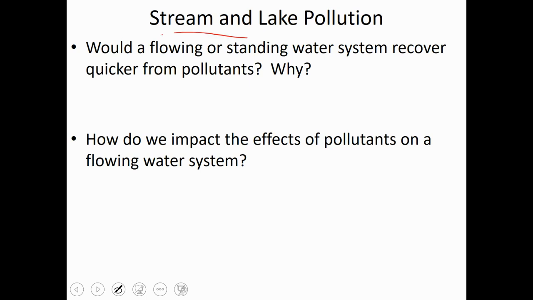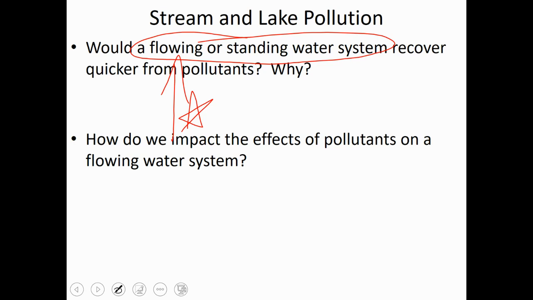Okay. Our last thing is really looking at stream and lake pollution. So if we have a flowing versus a standing water system, which one do you think would recover faster? The answer always should be flowing. That is because the pollutants won't sit in one area and it won't affect all of the organisms living in that area. Now, it's just moving the pollutants down the river, but if we stop these pollutants from coming into the water system, then it will allow it to recover faster. Okay, the pollutants will move out. If it's standing and we stop using the pollutants, it's still going to be there, and it's going to take longer for that water system to recover.